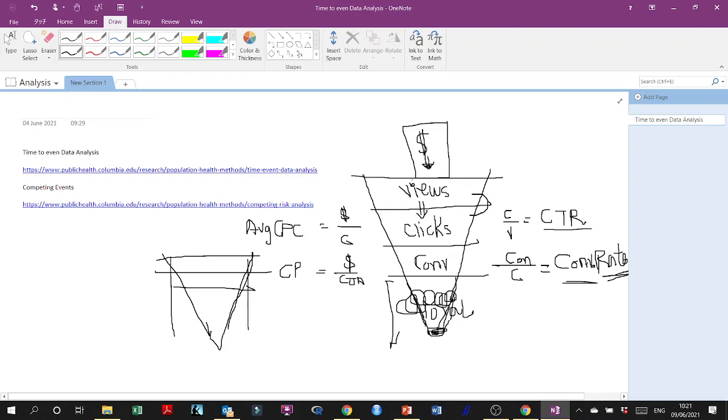So we already used the C, right? So we're going to use action here because conversion is a desirable action. So cost per action, right? So CPC is cost per click. And also this is an average as well, because not necessarily, no. And so this is cost per action, okay, which is the money spent over conversions.